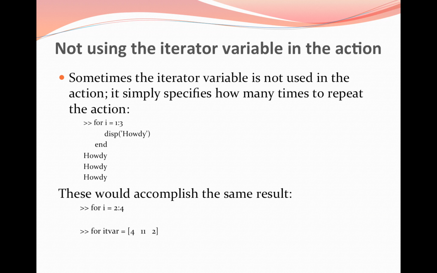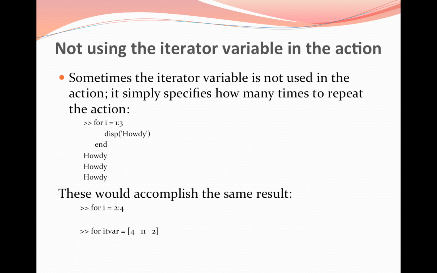Sometimes, however, the loop or iterator variable is not used in the action. It simply specifies how many times to repeat the action. Here's another example of a for loop that we could have in the command window. For i gets the value of 1 to 3. The action is to display the string howdy, and the end ends that action. So in the command window, when we enter that for loop, it will print howdy, howdy, howdy.